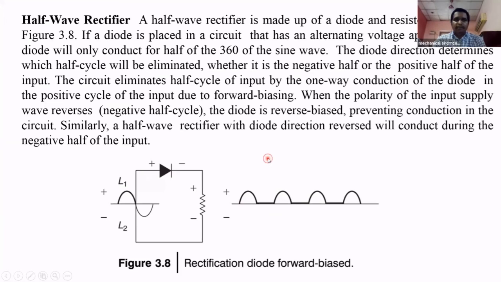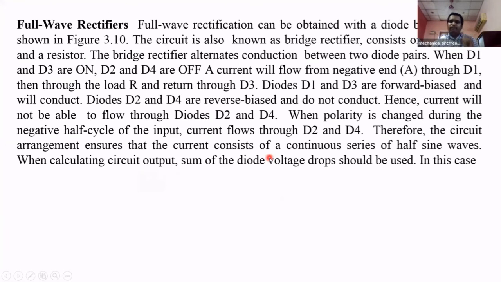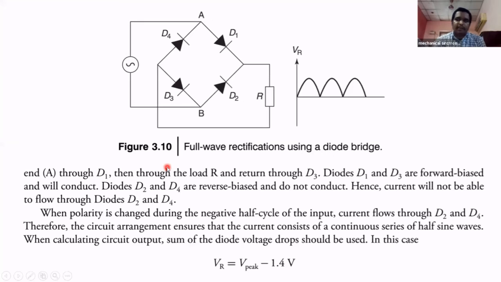Okay, next one, full wave rectifiers. Here, rectifiers means we are also using diodes to convert the AC current into DC current. But in a full wave rectifier, we can collect both waves, positive and negative. Here the negative wave is converted into positive.